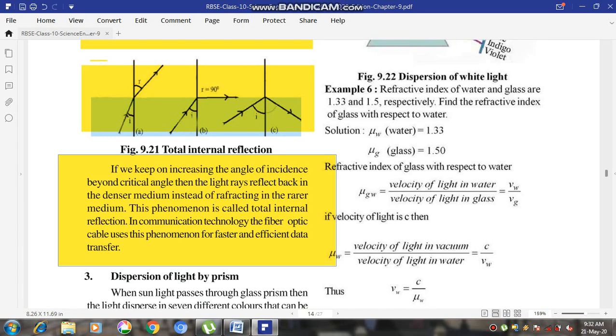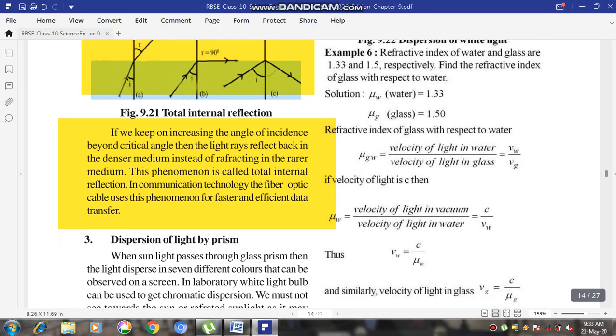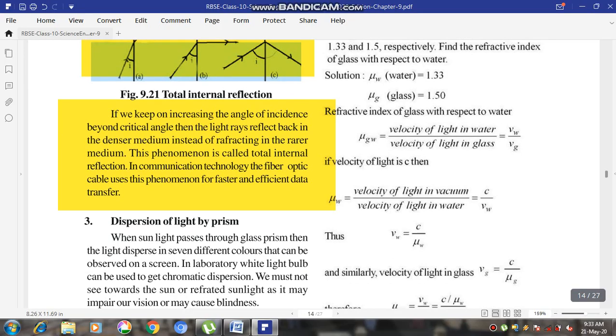In communication technology, the fiber optic cable uses this phenomenon for faster and efficient data transfer. We use high speed internet through fiber optic cables, and these are faster and efficient for data transfer, because of the technology of total internal reflection. An example is fiber optic cable and diamond.